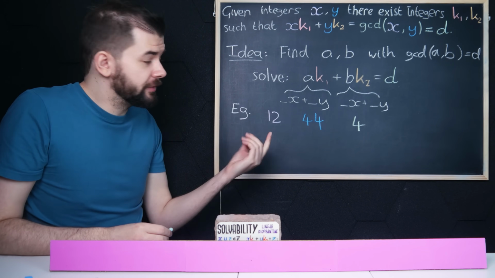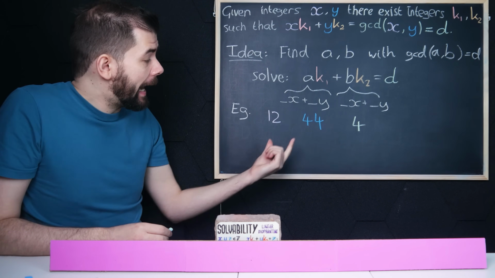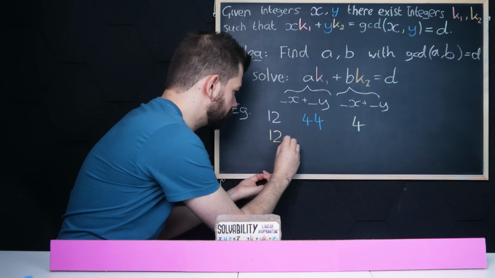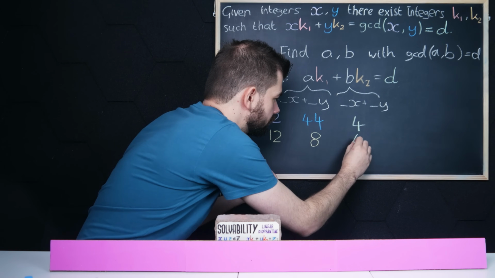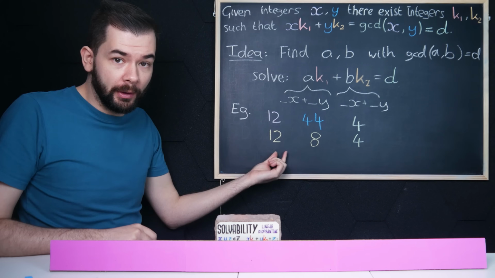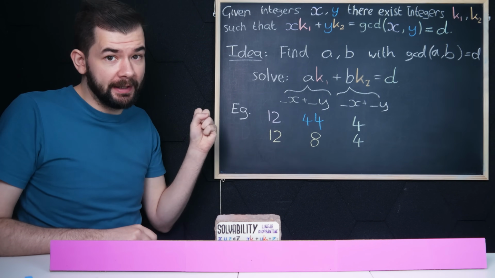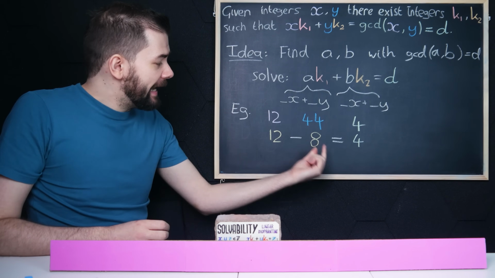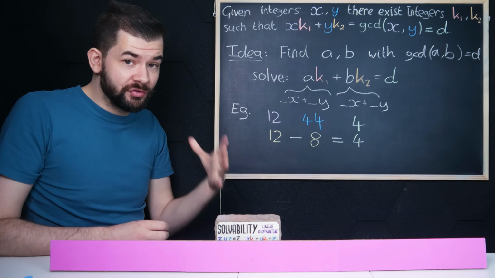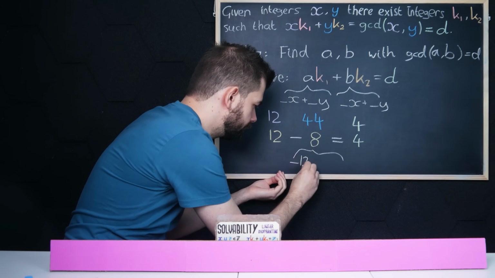Just as an example, consider 12 and 44, whose greatest common divisor is 4. It isn't immediately obvious how we write 4 in terms of 12 and 44. But here's another pair that have the same greatest common divisor, 12 and 8. Now, as we've already seen, it's easy to solve the problem for 12 and 8. I just take one lot of 12 and subtract one lot of 8. So I can solve the number finding problem for 12 and 8. But this involves 12 and 8 as opposed to 12 and 44. But what if we could write 8 in terms of 12 and 44? Then we could substitute and we would have solved it for 12 and 44.